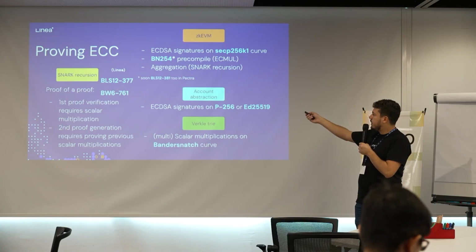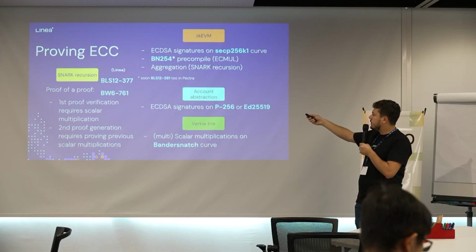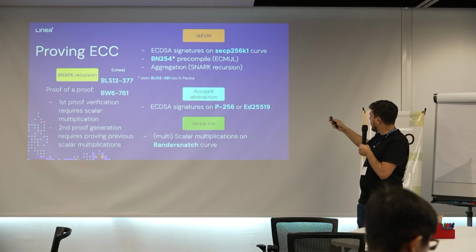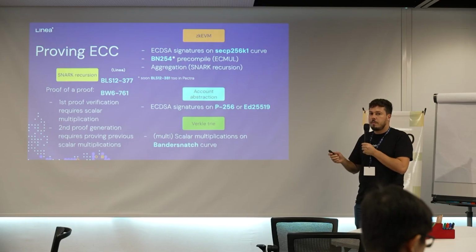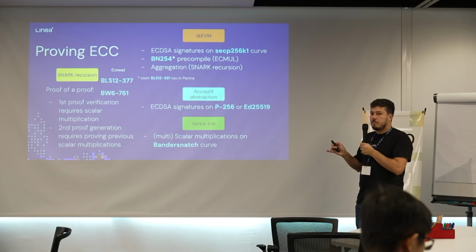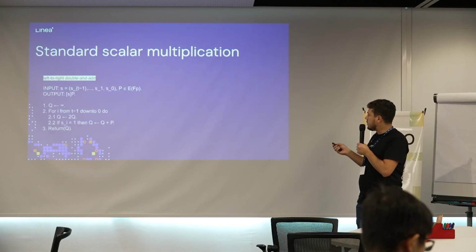For example, for Linea, we do the SNARK aggregation with 2 other elliptic curves called BLS12-377 and BW6-761. So there are 1, 2, 3, 4, 5, 6, 7 curves, but the problem is the same: doing scalar multiplications in a SNARK. But the question is, can we do this efficiently on all these curves or not? And the answer is, not pretty much.